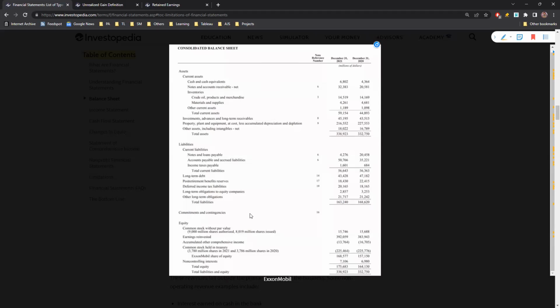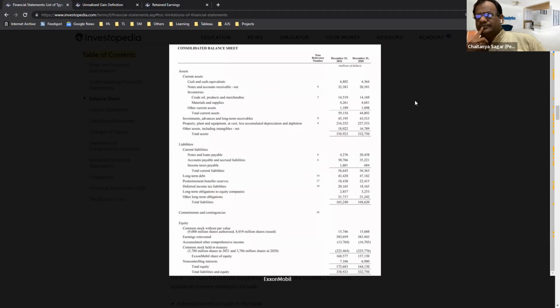Okay. So compared to last year and this year, we see that the cash and cash equivalents and the notes and accounts receivable ratio, if you see, it's 4:20. Here it's 6:30. It's almost the same. It hasn't changed, but it's not the case for liabilities.